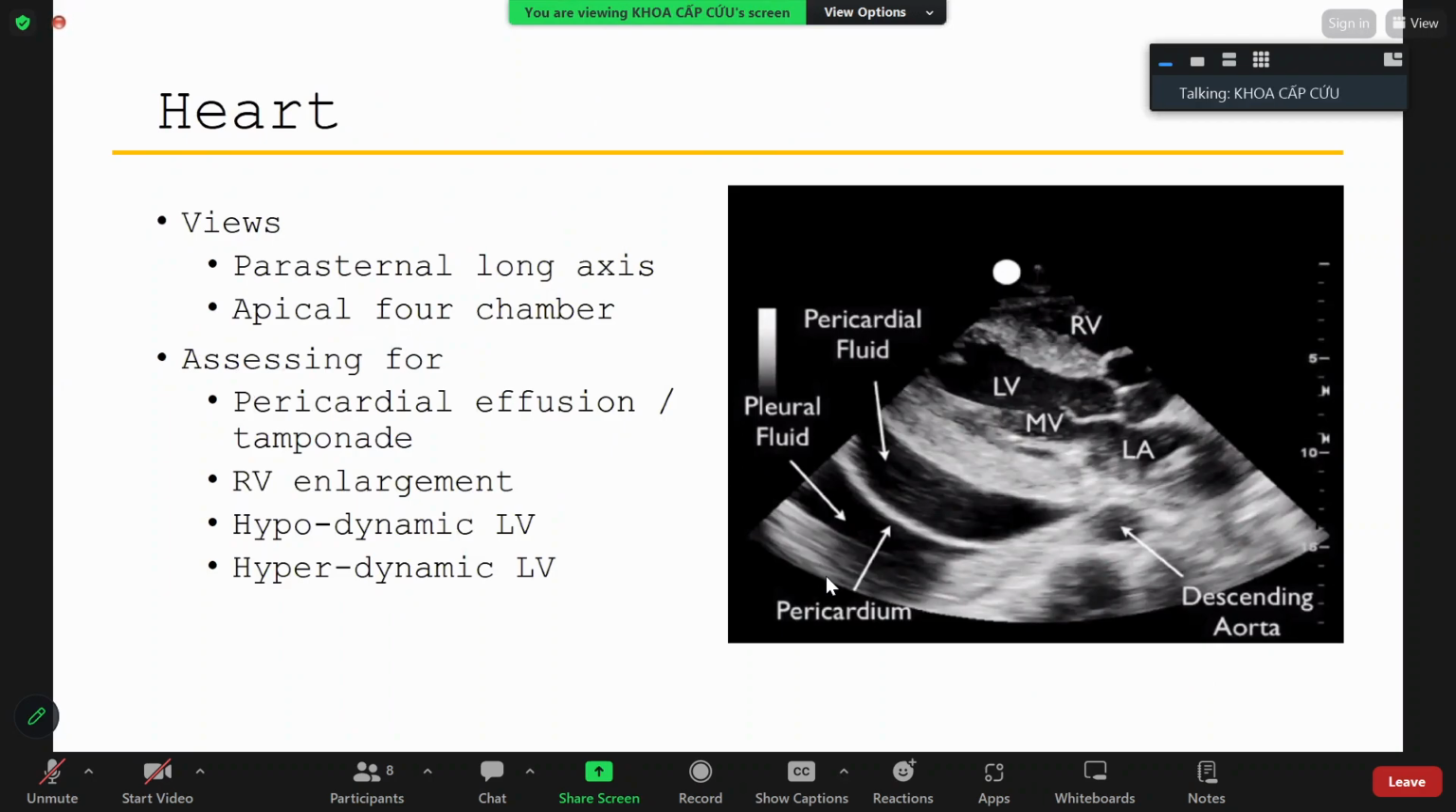So to start out with the heart, the views that you'll want to get, you don't have to do all 4 views when you're doing a cardiac exam for the RUSH exam. I usually just do the parasternal long axis and then the apical 4-chamber view.